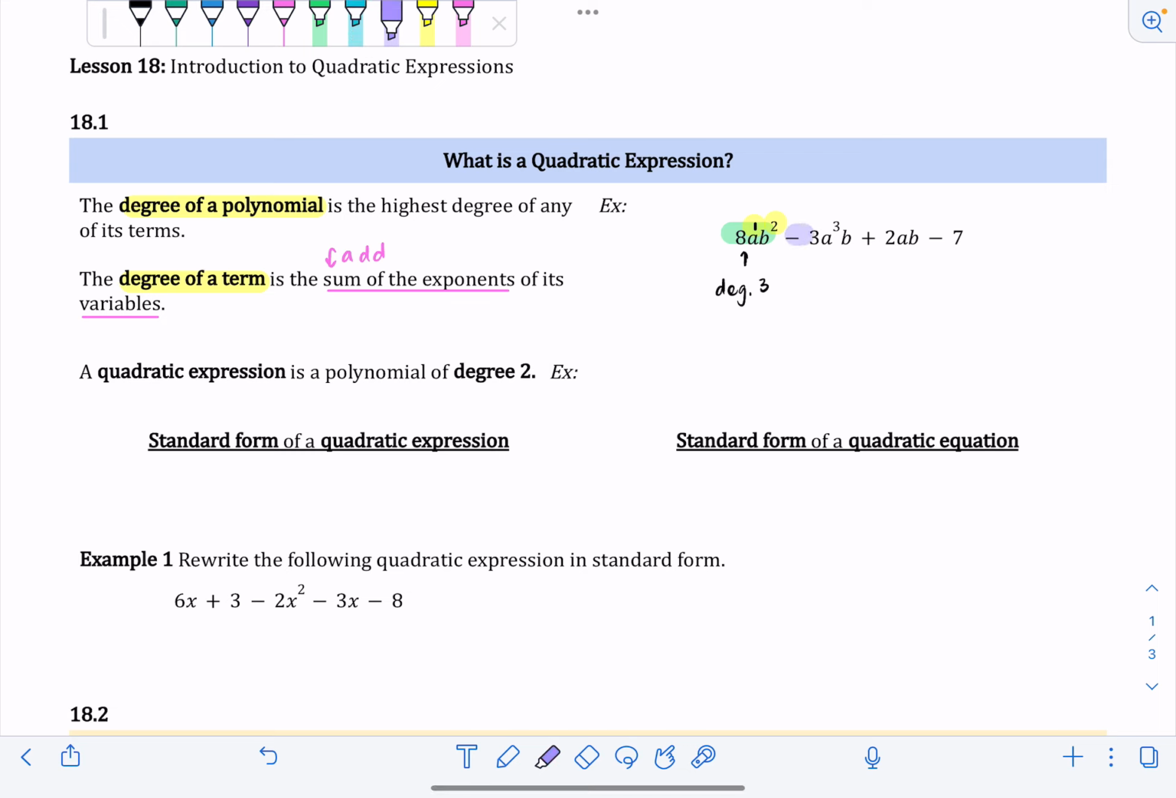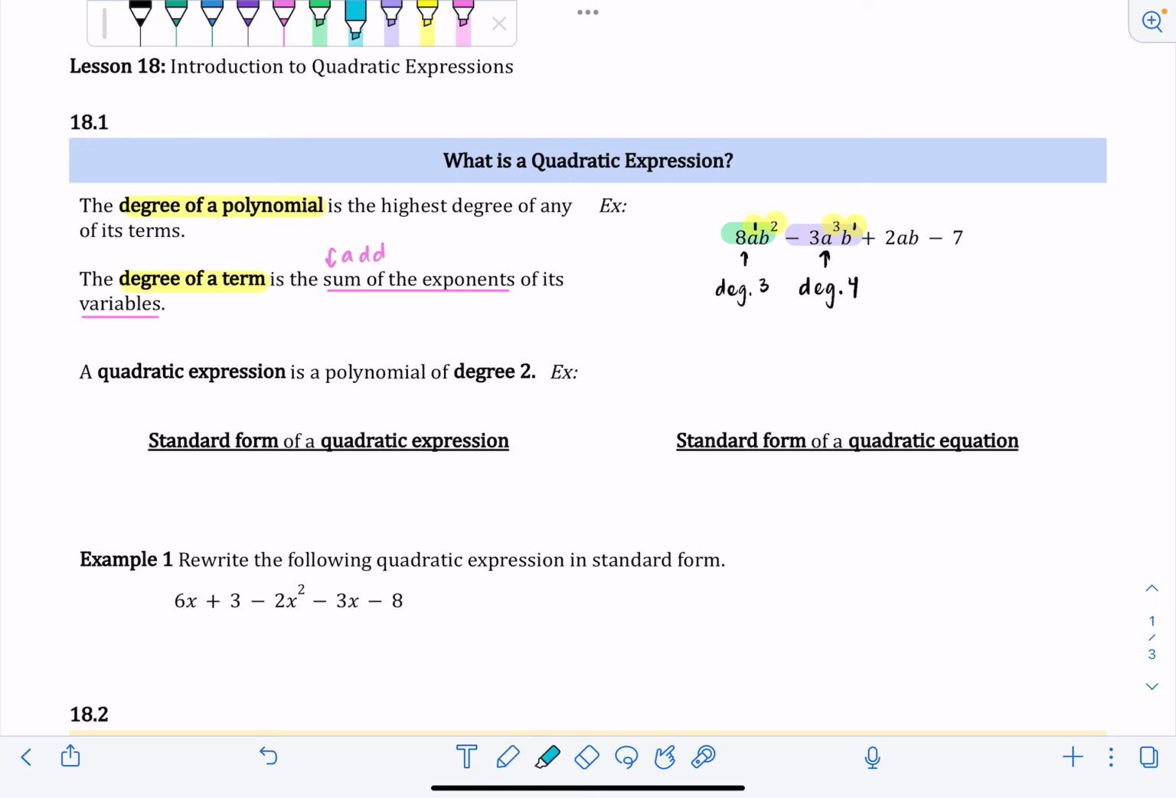Next is negative 3a to the third power b. The b doesn't have an exponent, so it's to the first power, and then I would add 3 plus 1, so this term would be a degree 4 from the 3 plus 1. And notice I'm only adding the exponents over the variables. I wouldn't put an exponent over the coefficients, like the numbers. I'm only looking at the exponents over the variables.